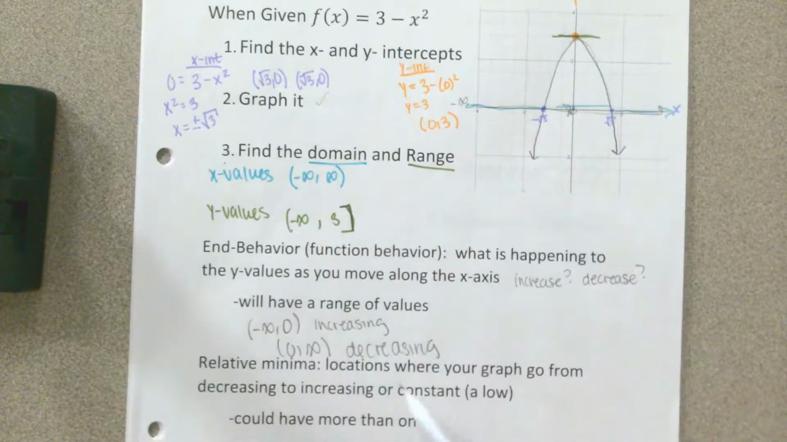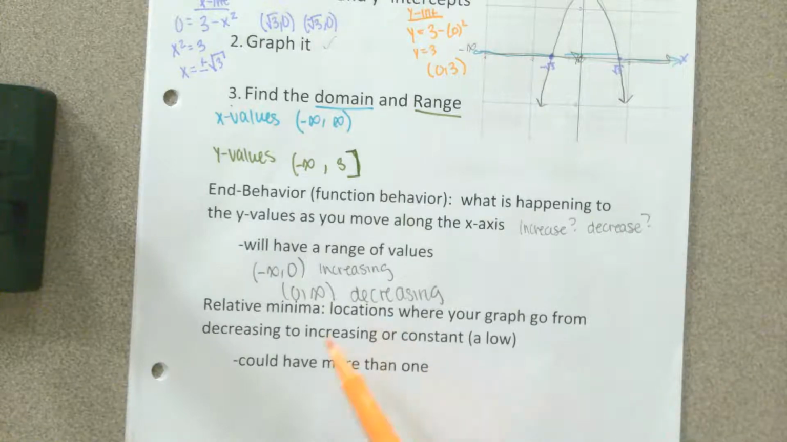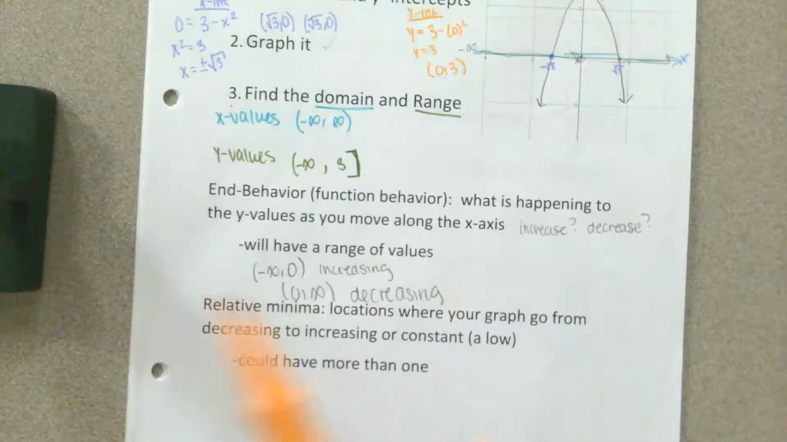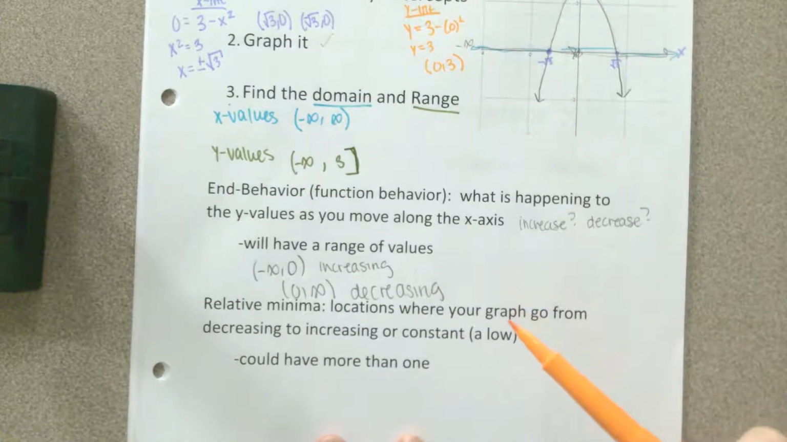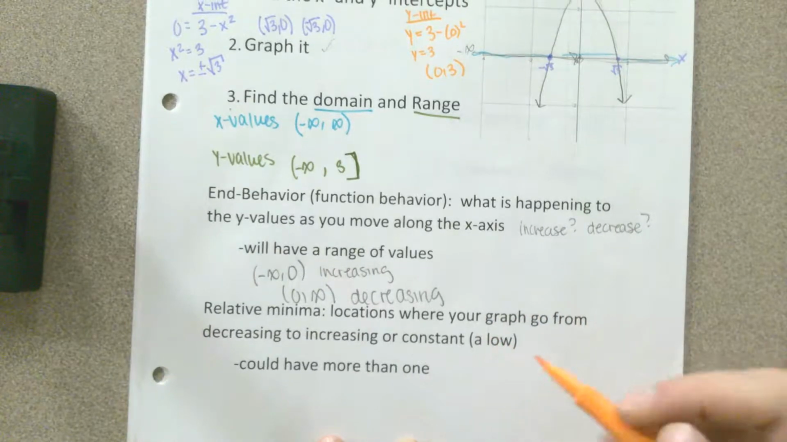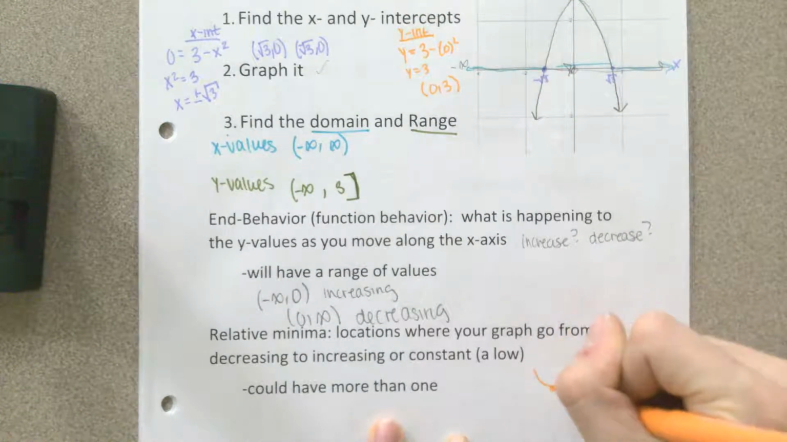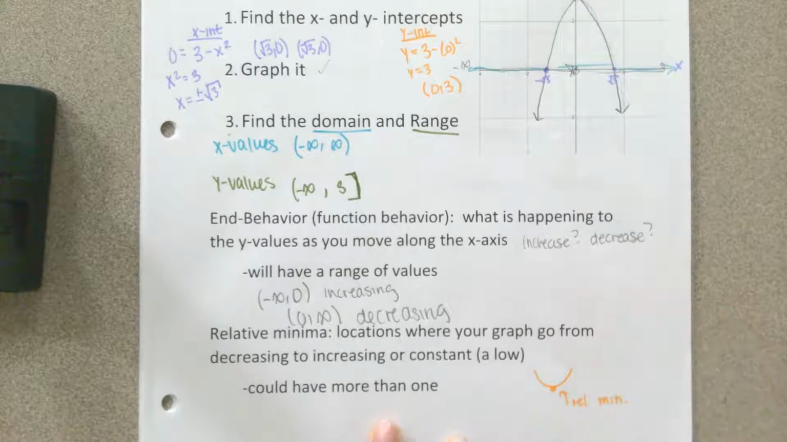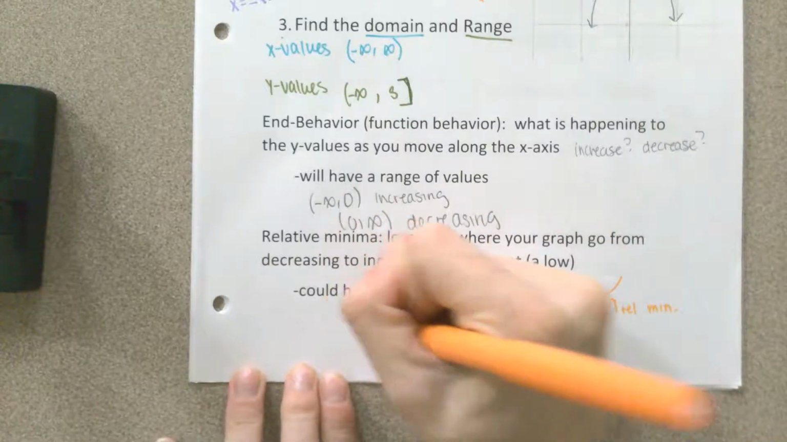Okay. Relative minima is locations on your graph that go from decreasing to increasing, okay? Or the graph starts to just top out and stay consistent. So it's a low on your graph, okay? So going from decreasing to increasing is going to look something like this, and this would be a relative min. Yes, you can have more than one. In this graph, we have no relative mins.